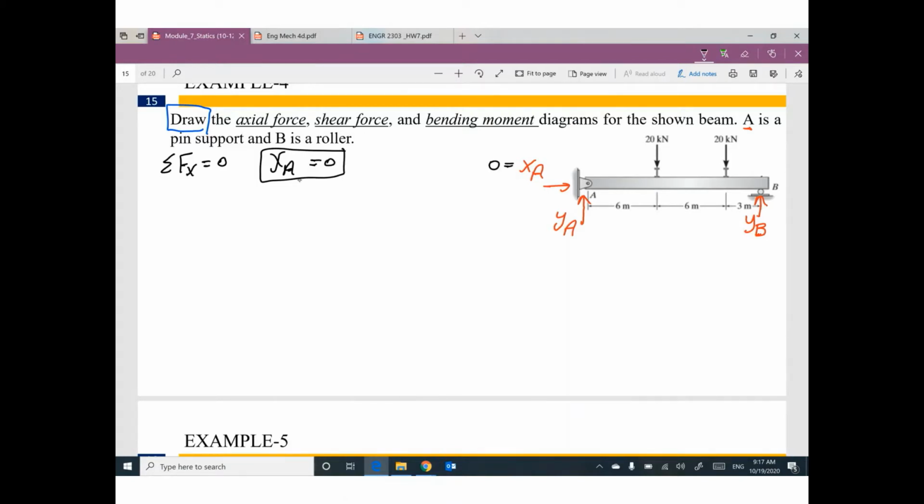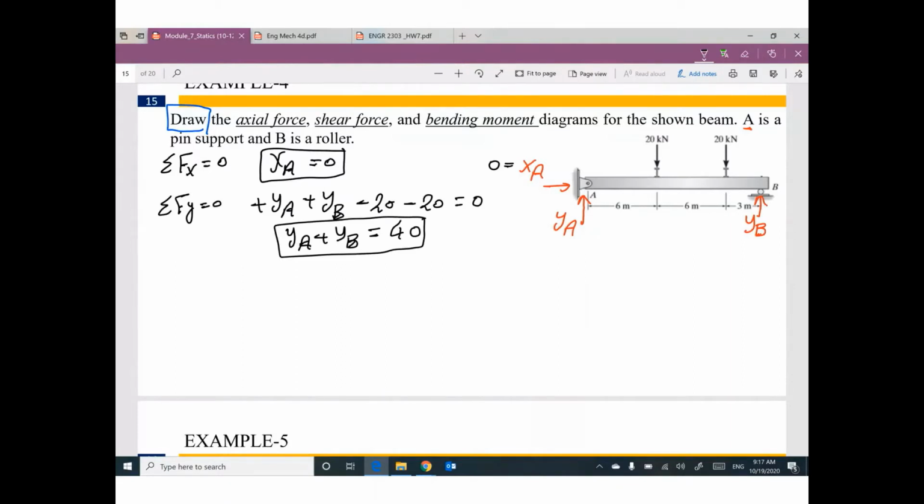Summation Fy equals 0. What forces in the y direction? We have positive YA, positive YB, negative 20, and negative 20. Anything else in the y direction? No. Equals 0. If you simplify this equation, YA plus YB will equal 40. That's 2 unknowns. The third one is summation of moment at any point equals 0.